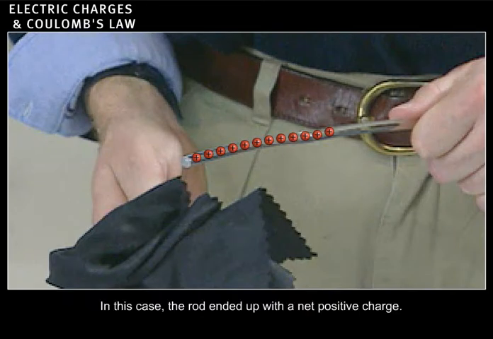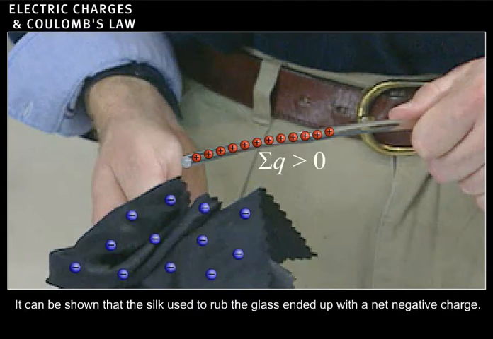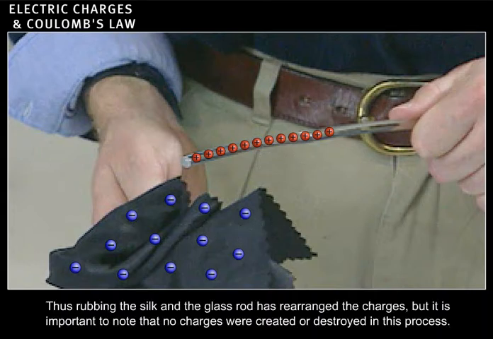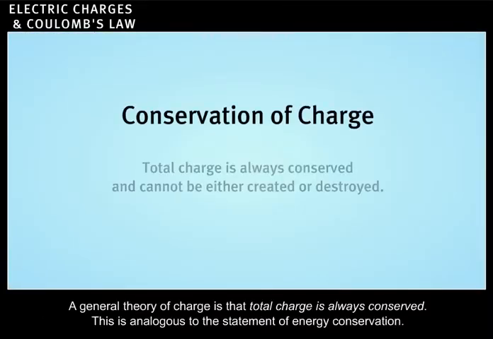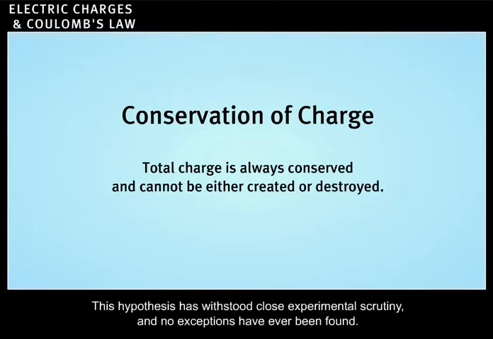In this case, the rod ended up with a net positive charge. It can be shown that the silk used to rub the glass ended up with a net negative charge. Thus, rubbing the silk and the glass rod has rearranged the charges, but it is important to note that no charges were created or destroyed in this process. A general theory of charge is that total charge is always conserved. This is analogous to the statement of energy conservation. This hypothesis has withstood close experimental scrutiny, and no exceptions have ever been found.